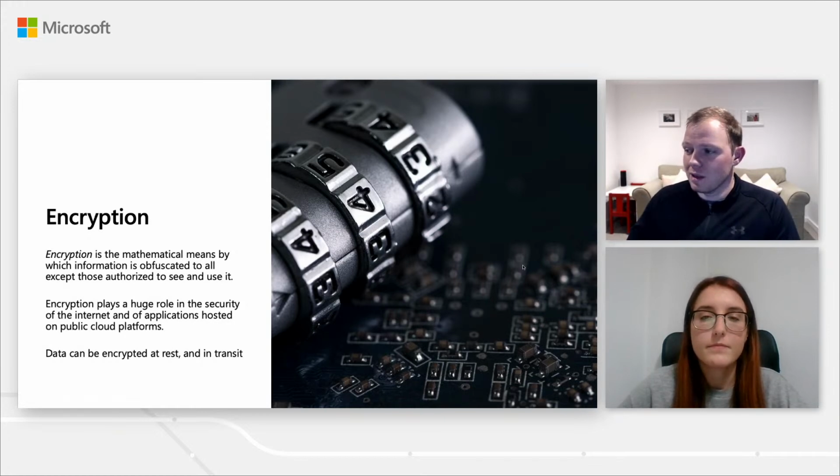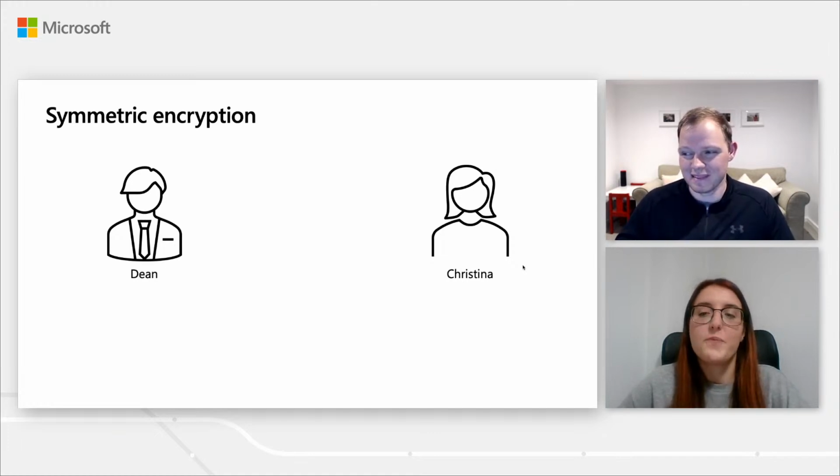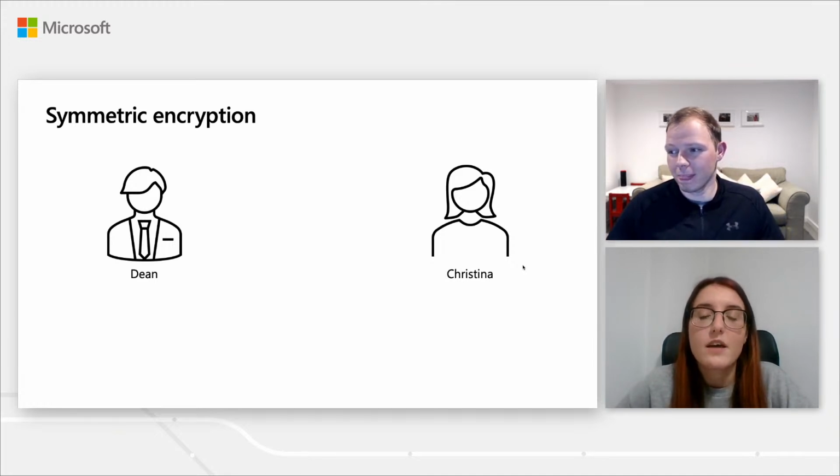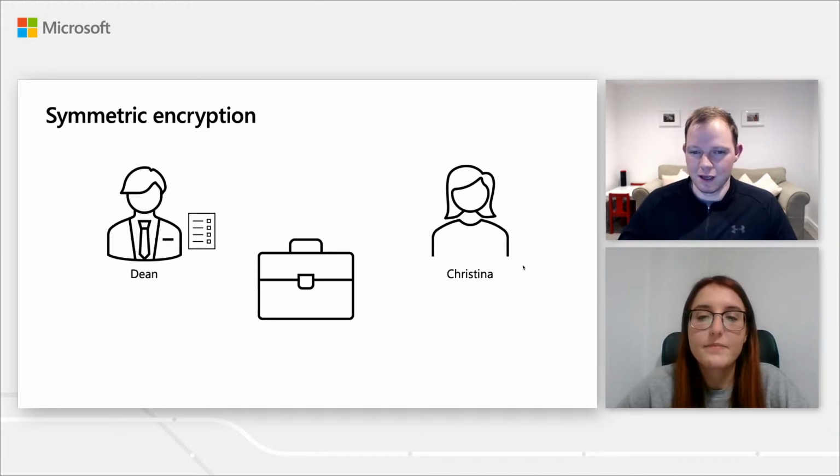So let's have a look at the different types of encryption. The first one we want to talk about is symmetric encryption. Myself and Christina here are going to role play out an example of how this works as an analogy for you. The best way to describe symmetric encryption is to use a briefcase. This briefcase has one key or code, and Dean and I use the same key or code to lock and unlock this briefcase. So here we have Christina's briefcase.